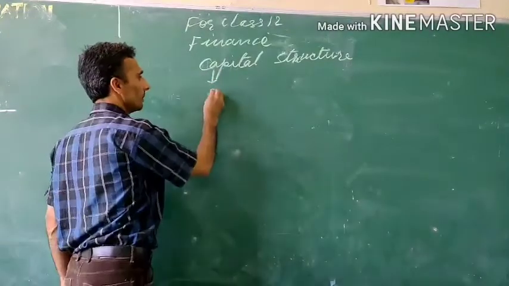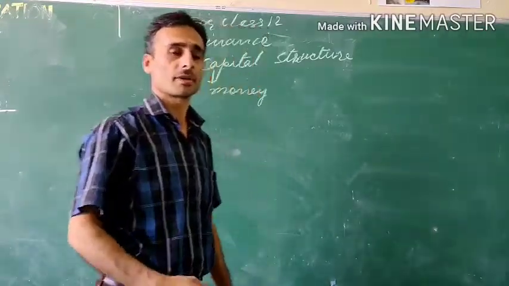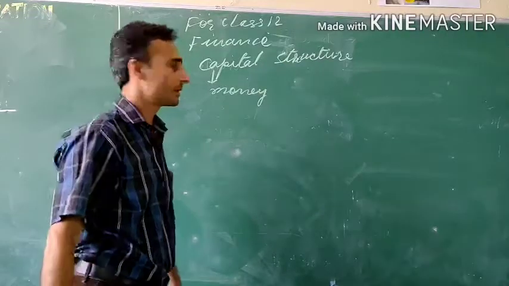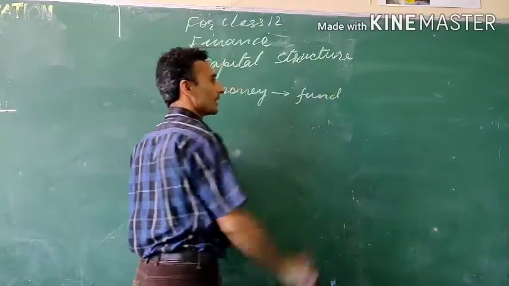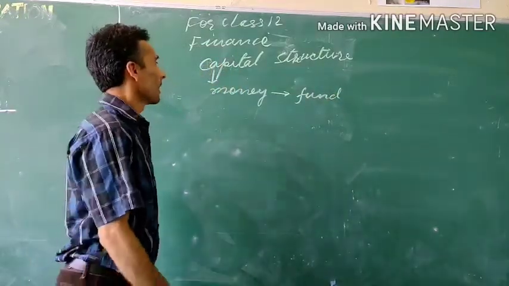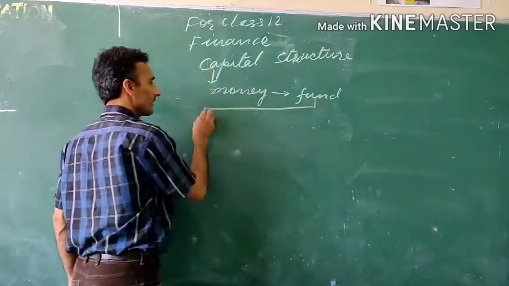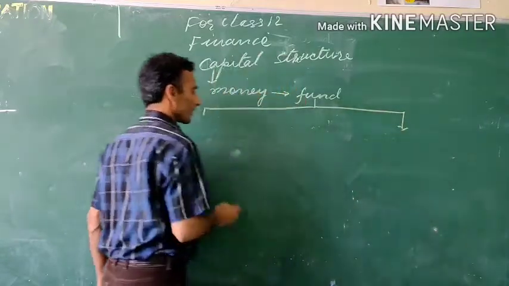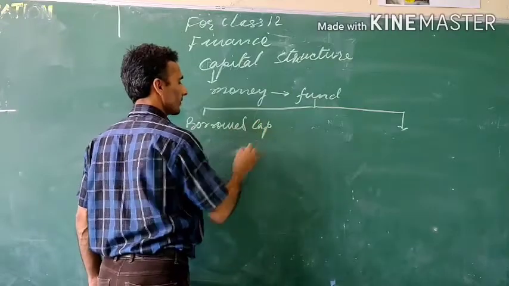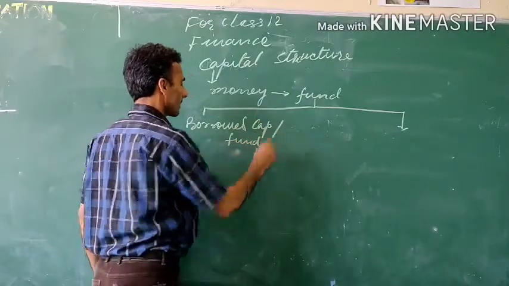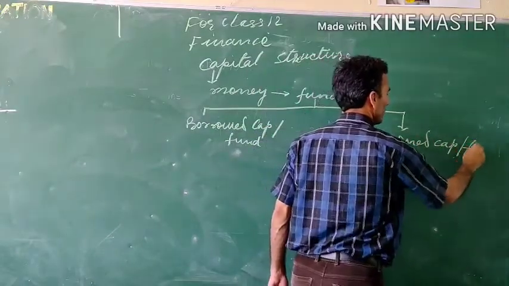Capital means money required by the business for its business operation and growth. This money is also termed as fund required by the business. And for a joint stock company, the fund can be basically divided into two parts. One is borrowed capital or fund, or it is owned capital or fund.